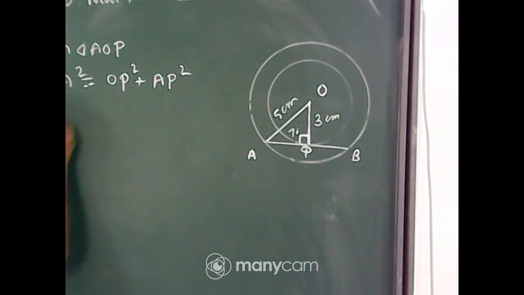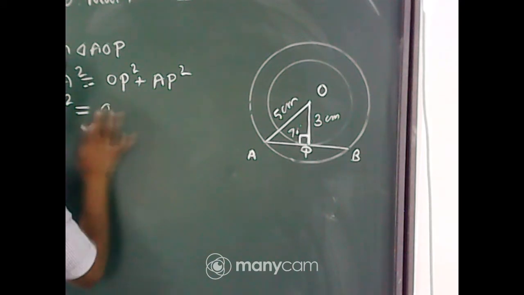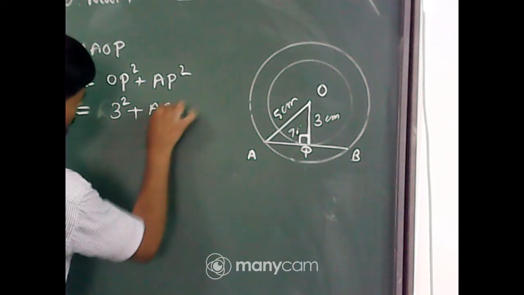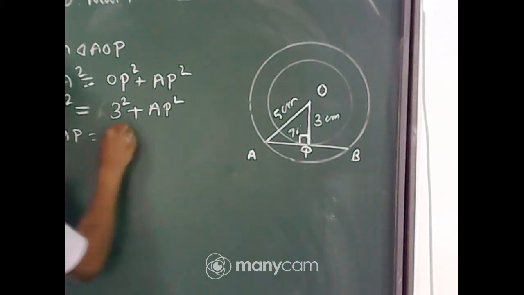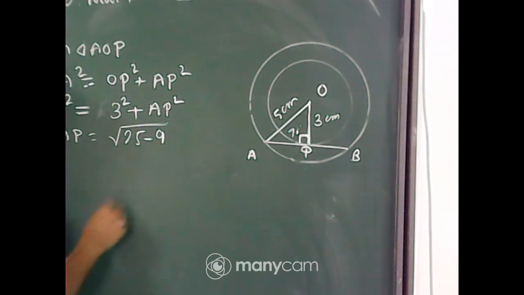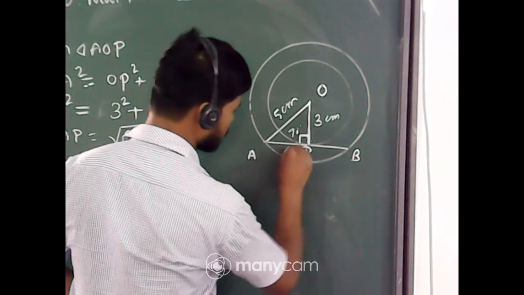The value of AO is 5, so 5 squared is equal to OP, which is 3, so 3 squared plus AP squared. That means AP will be the square root of 5 squared, which is 25, minus 3 squared, which is 9. So AP equals the square root of 16, that is 4. So AP equals 4.